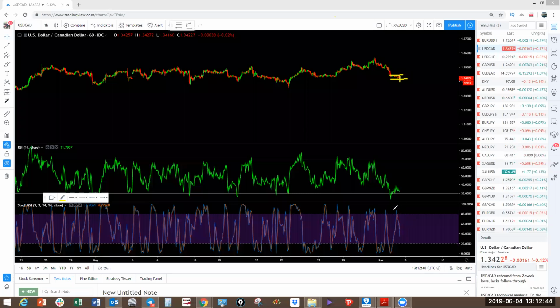I'm gonna go to the 30 minutes as well. The stock RSI is starting to expand from the top. The RSI is right at the bottom. So this one on the 1 hour, it looks good.